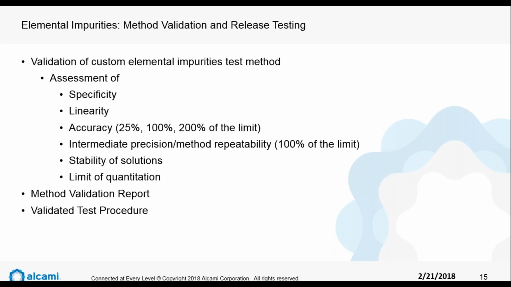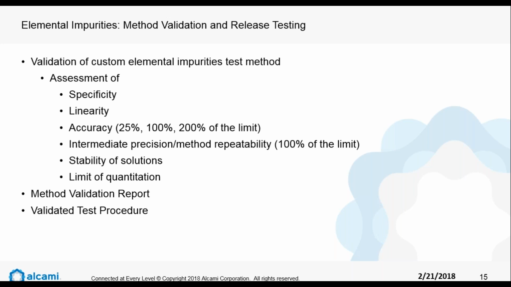Again, we're going to do a full accuracy by recovery study. So that's triplicate preparations at 25 and 200% of the limit. And then we'll do 6 preparations at 100% of the limit to serve for the accuracy by recovery study, as well as method repeatability. We will also have the second analyst portion to demonstrate intermediate precision, where they're going to repeat those 6 preps at 100% of the limit. Additionally, we'll establish stability of the standard and sample solutions and also the limit of quantitation.